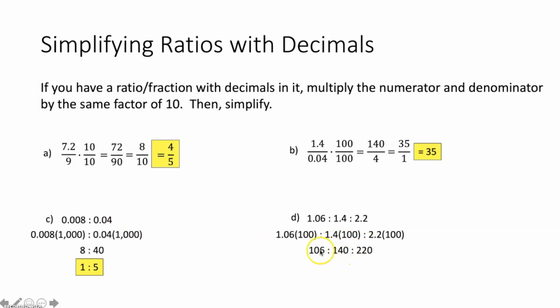We can then simplify this. Each part of the extended ratio here would be divisible by 2. So when we divide each of those parts by 2, we end up getting 53 to 70 to 110. That is the simplified form of this extended ratio up here.